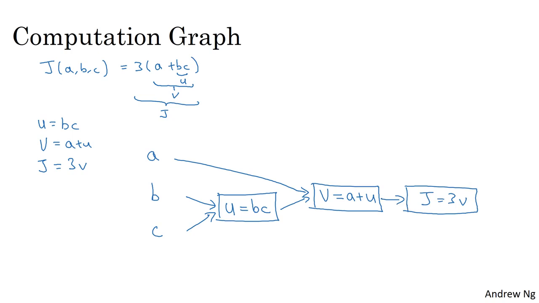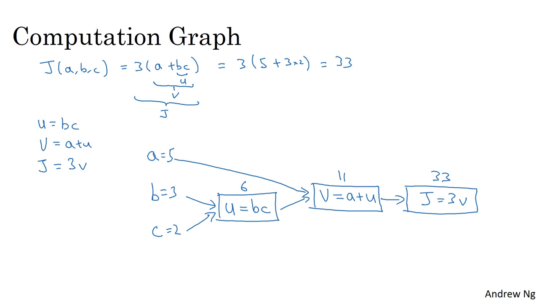So as a concrete example, if a equals 5, b equals 3, and c equals 2, then u equals b times c would be 6, v equals a plus u would be 5 plus 6, which is 11, and J is 3 times that, so J is equal to 33. And indeed, hopefully you can verify that this is 3 times (5 plus 3 times 2), and if you expand that out, you actually get 33 as the value of J.